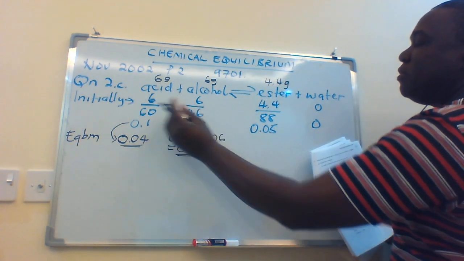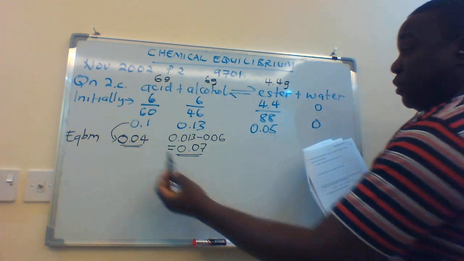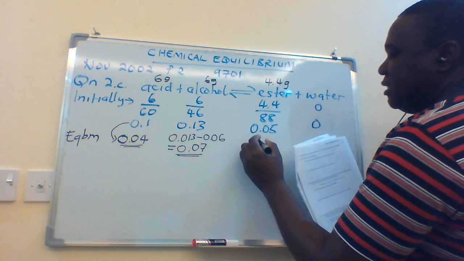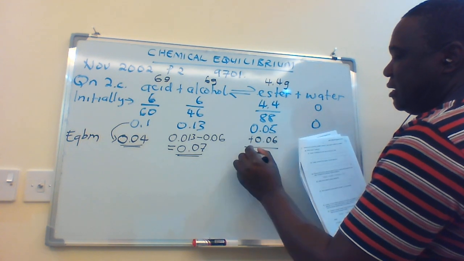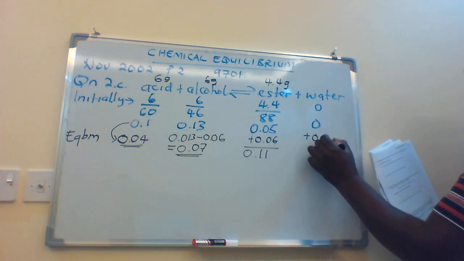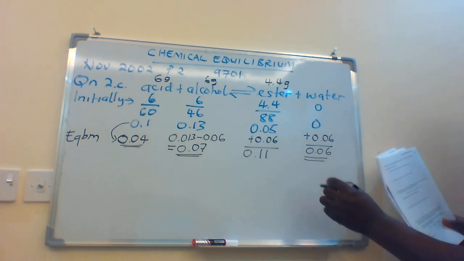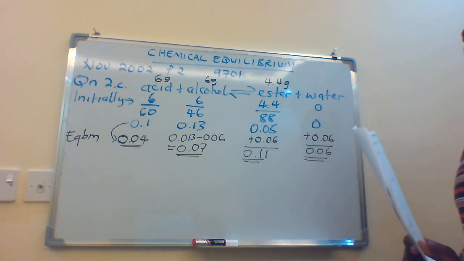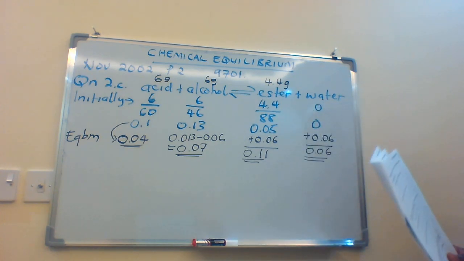What we lost here, because the stoichiometry of the ethanoic acid and the ethanol is 1:1. So if we lose 0.06 here and 0.06 here, we are going to add 0.06 to this side. So we are going to say 0.06 and we'll get 0.11. Again, here we are going to add 0.06 and we get 0.06. We have done the first stage of our calculation. We now have number of moles of each of our reactants and number of moles of our products at equilibrium.